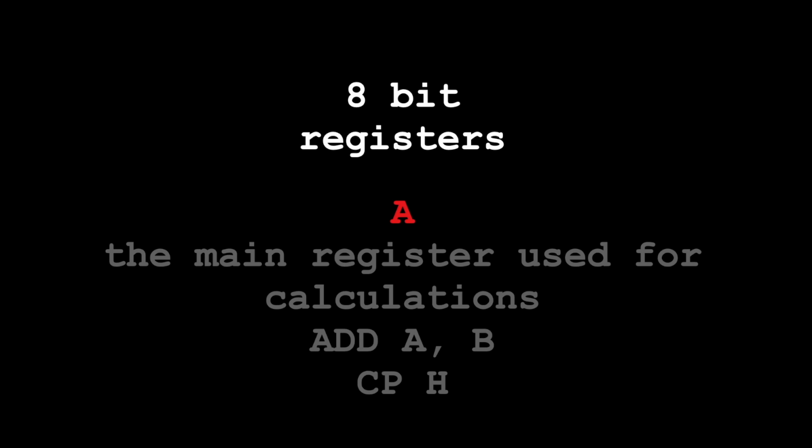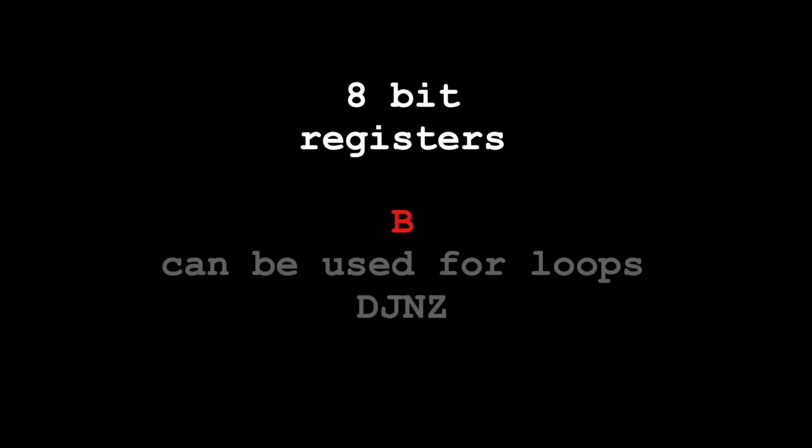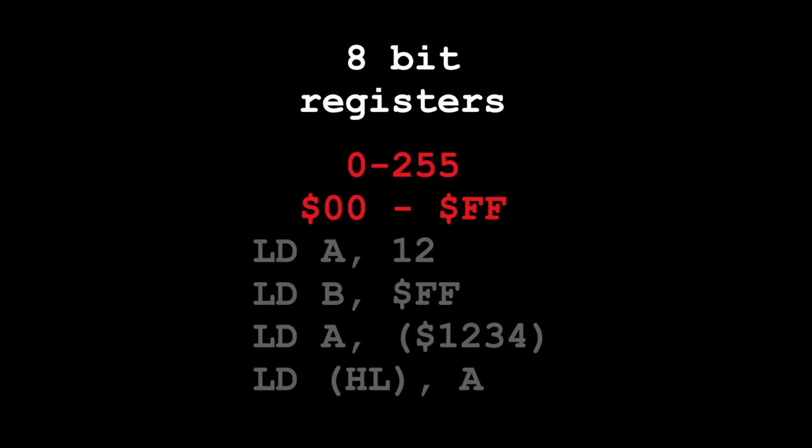CP H will then do a comparison of A against the H register. The 8-bit register B is often used for counting in loops. If you're used to a for next loop in BASIC, then a similar thing can be done with B using the DJNZ instruction. 8-bit registers are all limited to 1 byte, that is from 0 to 255.